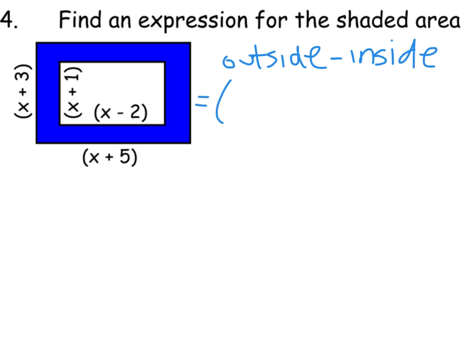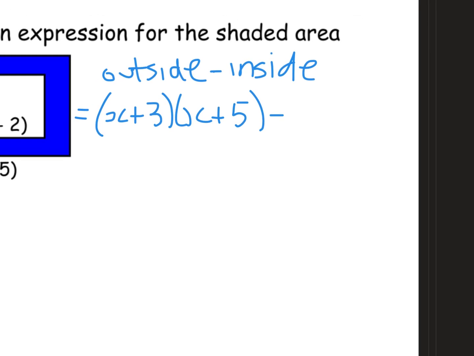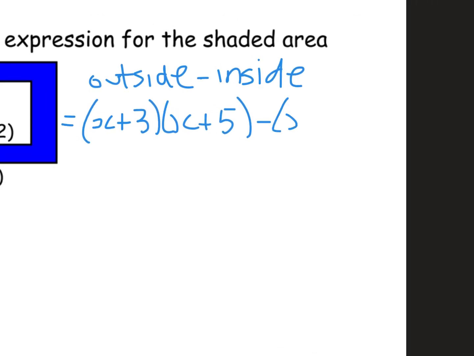So the outside area would be x plus 3 bracket x plus 5. And then I'd take away the inside one, which is going to be x plus 1 times x minus 2. Okay, let's expand this out. So first bracket, x squared. Then 5x.